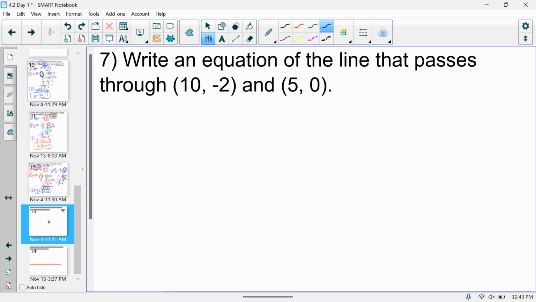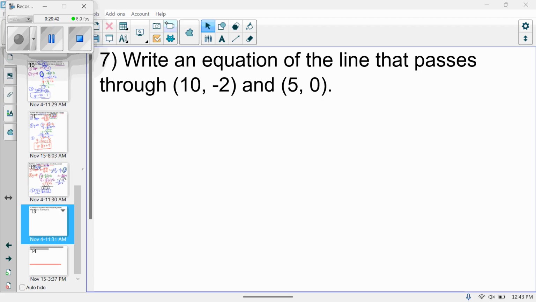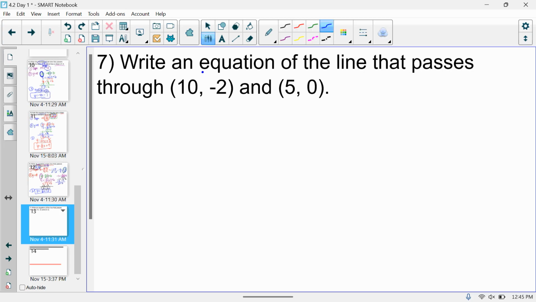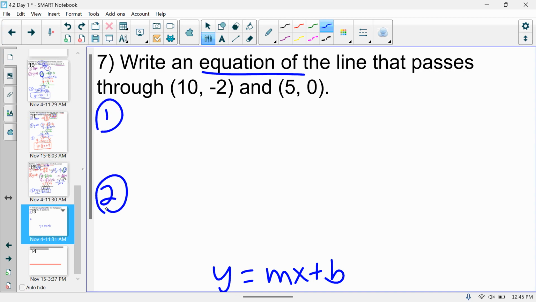Okay, your turn to try one all by yourself. I want you to go through and look at what we did on the last slide, and attempt this one on your own. Again, in order to write the equation of a line, our answer is going to look like this, but we know that M stands for slope and B stands for y-intercept. So we have to find those things if we don't know them.